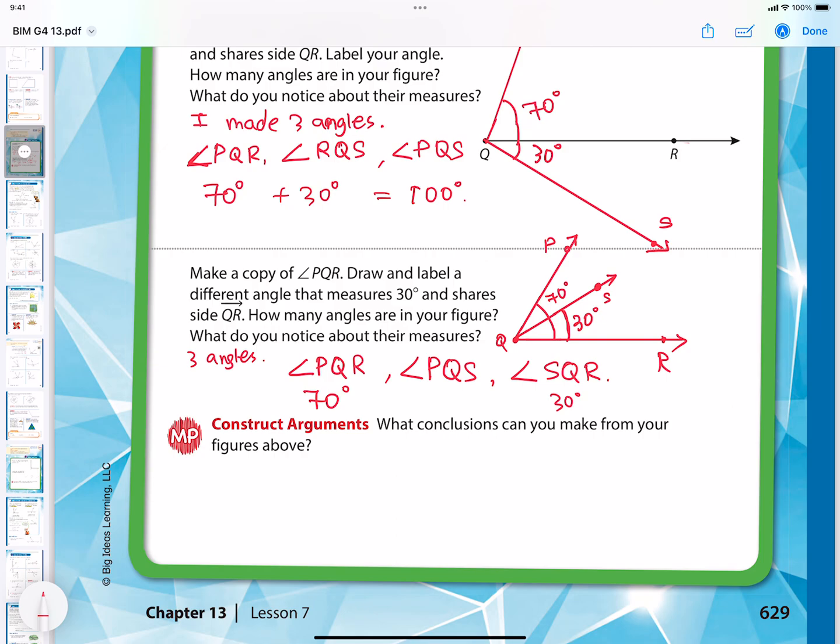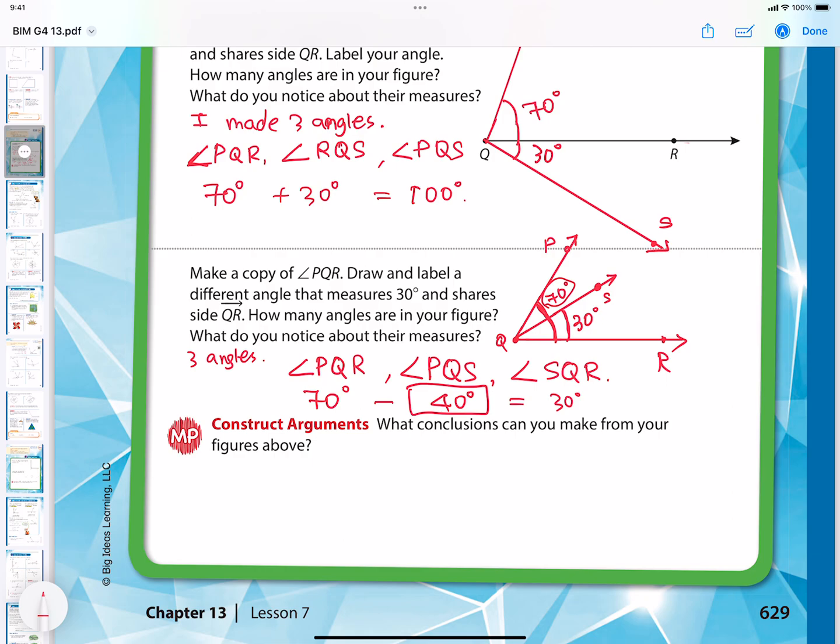Then what is angle PQS without measuring it? It must be 40, because 70 minus this unknown angle has to be 30, right? Because we are sharing this together. Altogether was 70. So what's the difference between 30 and the other one? It must be 40 degrees. Okay?